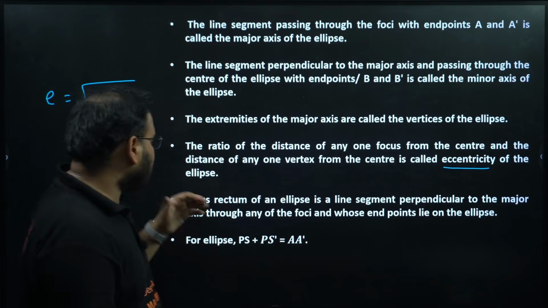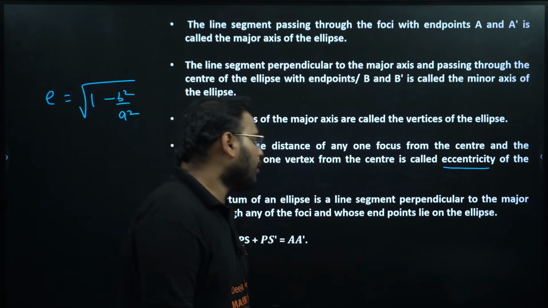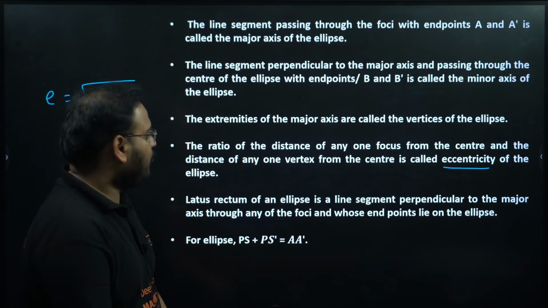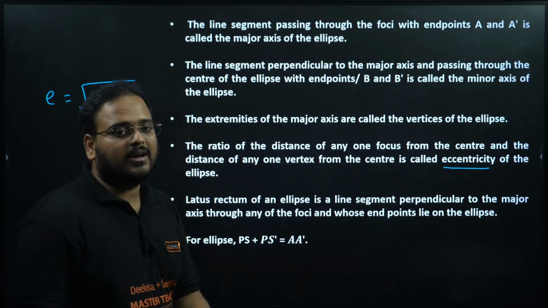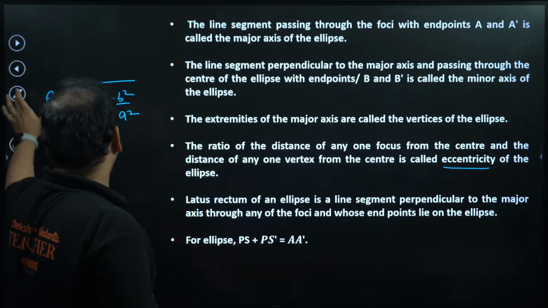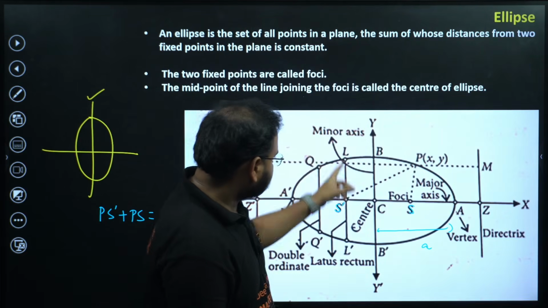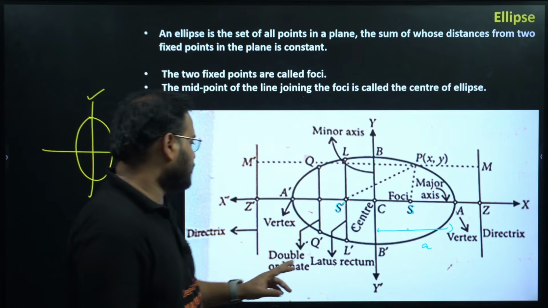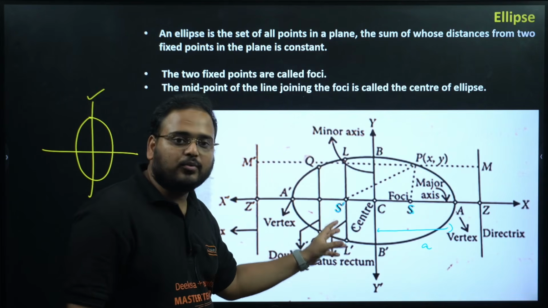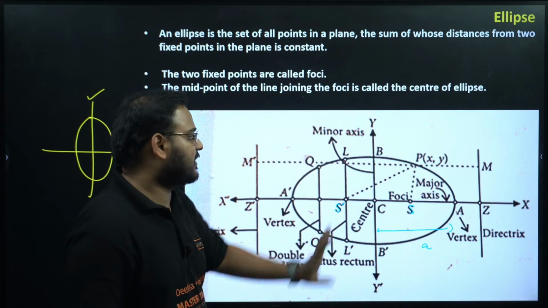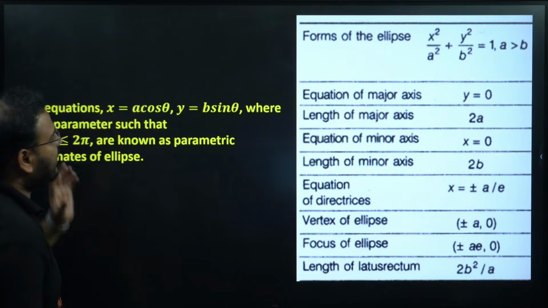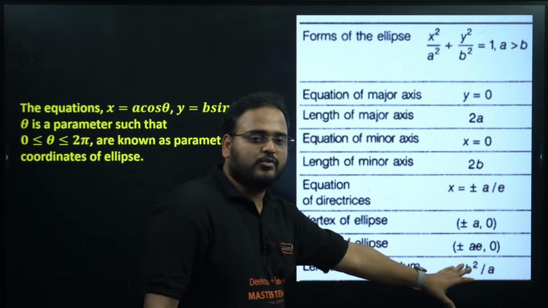Okay. Latus rectum of an ellipse is a line segment perpendicular to the major axis through any of the foci and whose endpoints lie on the ellipse. So this is the value LL dash, that is your latus rectum, passing through the foci and touching the ellipse. Don't worry about the formula, we have all of this over here. Length of the latus rectum is 2b square by a.